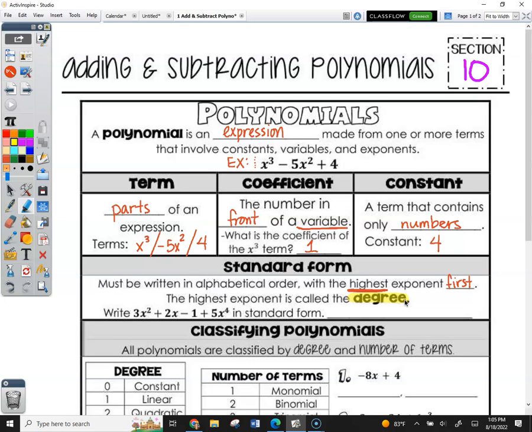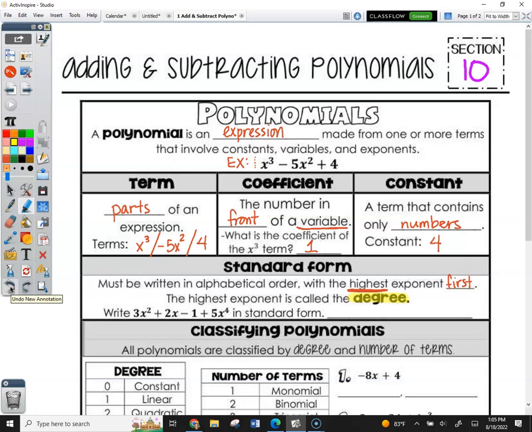So if I say, what is the degree of a polynomial, I'm asking you to tell me the highest exponent. So looking at this example right here, what is the degree? Well, what's the highest exponent? Exponent. That's the little superscript part, right? So you have 3, 2, and then none. So the highest exponent would be 3. So you would say that the degree of that polynomial is 3.